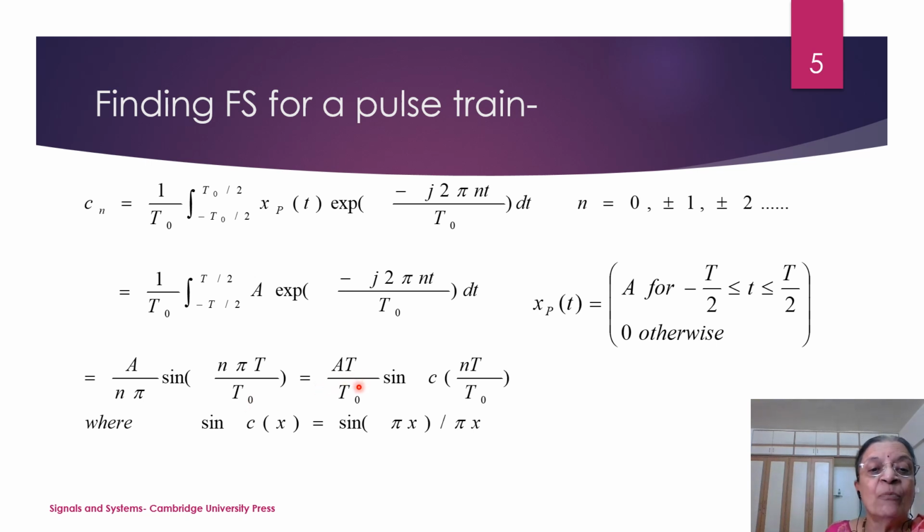So it is A T upon T0 into sinc. So when I write the sinc function, in place of pi times x, I will write sinc of x. So I will write A T upon T0 sinc of n T upon T0. So this pi will naturally not be appearing in the sinc function. Pi will not be appearing in the sinc function. That's all.